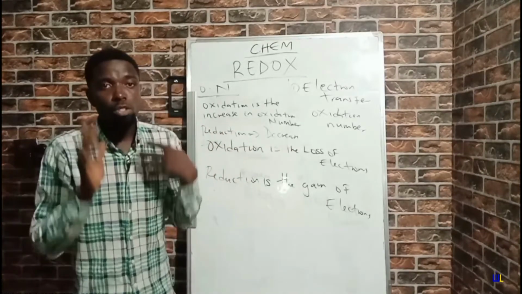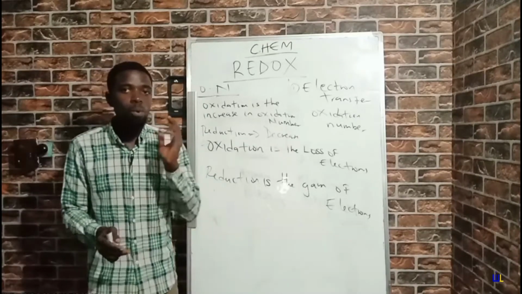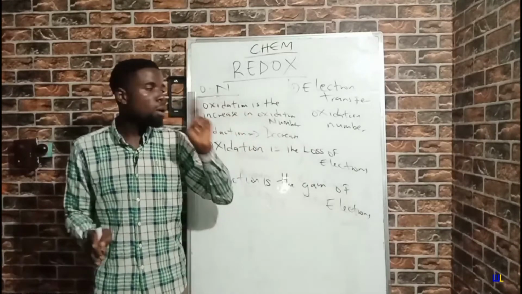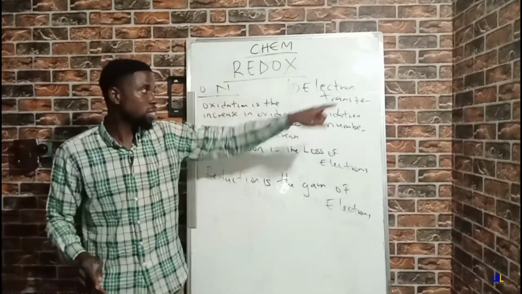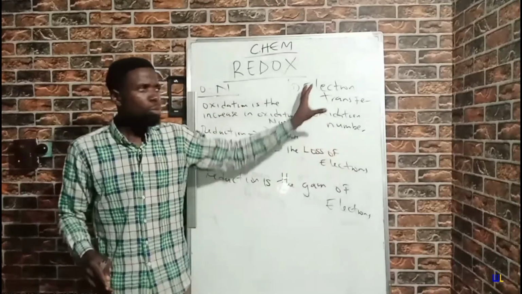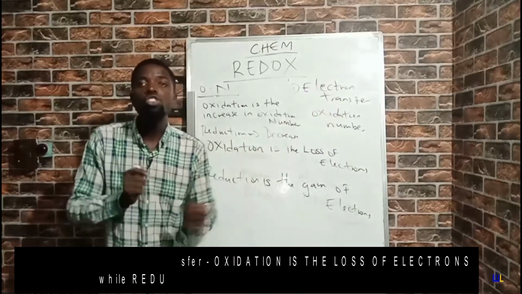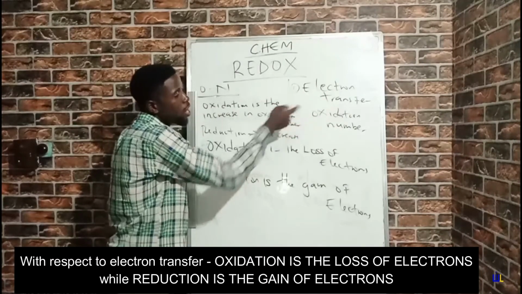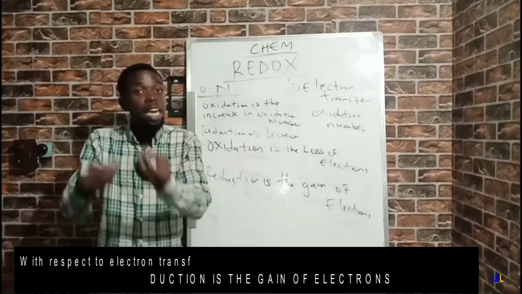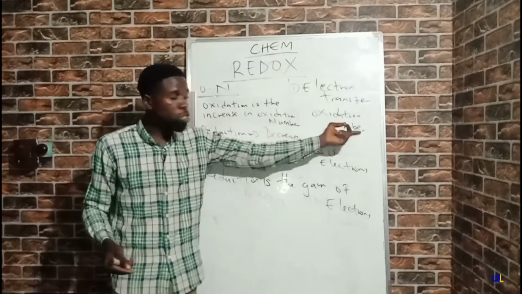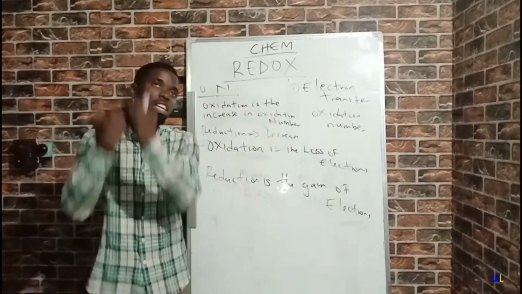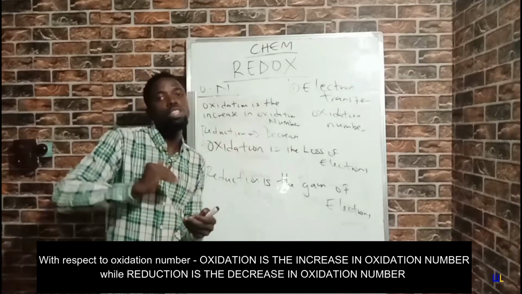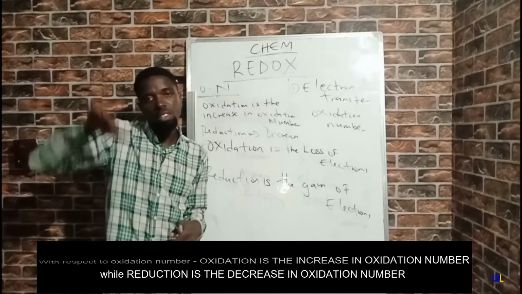So just have this in mind for those that are watching this video: oxidation is defined majorly on the basis of two things, and that's electron transfer and oxidation number. With respect to electron transfer, oxidation is the loss of electrons, while reduction has to be the opposite, which is the gain of electrons. On the other hand, with respect to oxidation number, oxidation is defined as the increase in oxidation number, while reduction is the decrease in oxidation number.